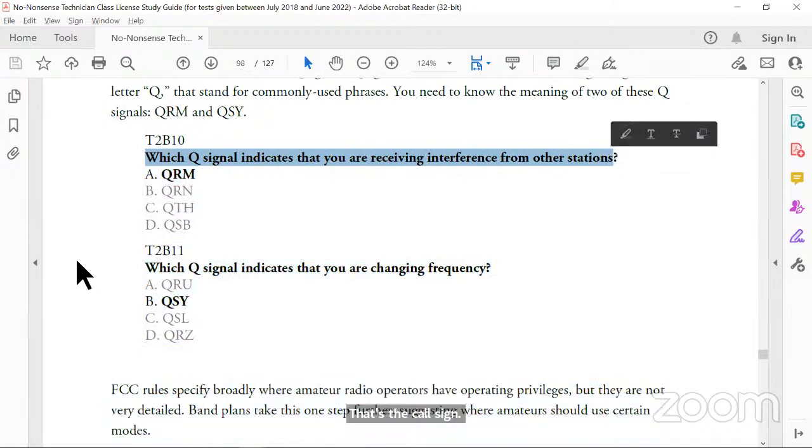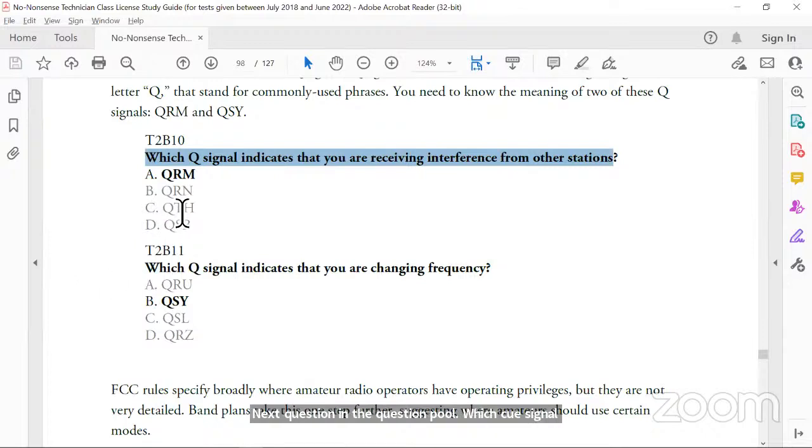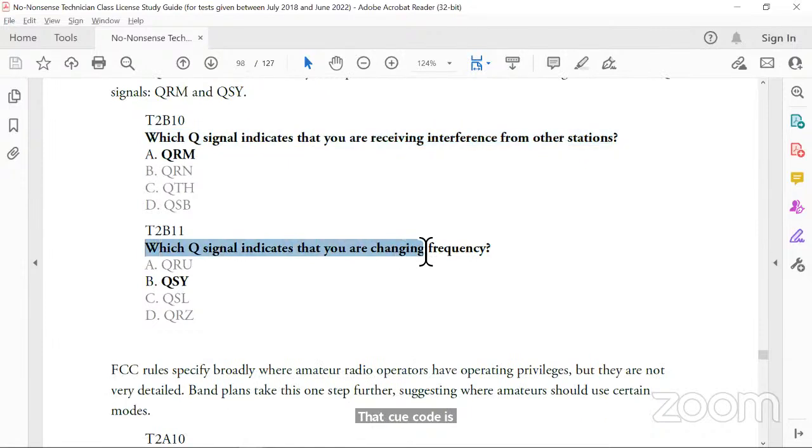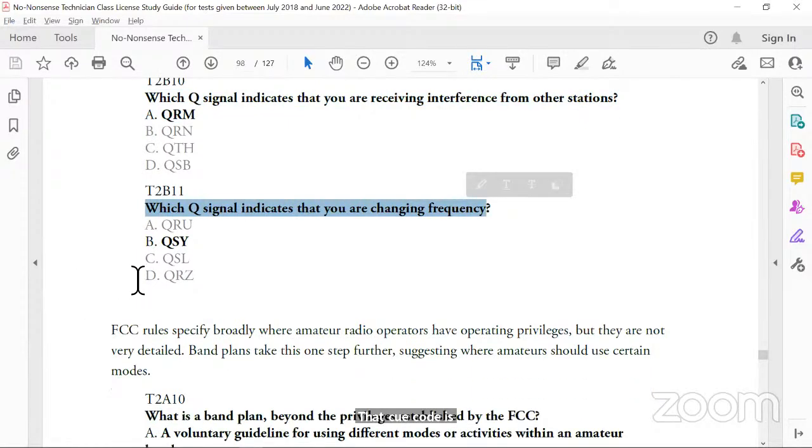Next question in the question pool. Which Q signal indicates that you are receiving interference from other stations? That Q code is QRM. Which Q signal indicates that you are changing frequency? That is QSY.